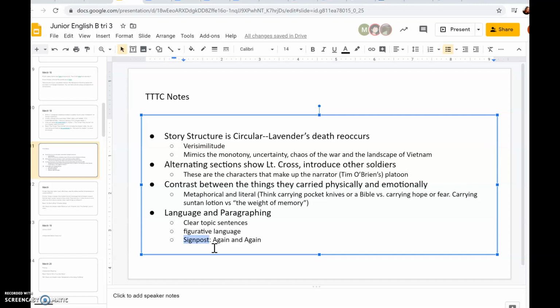But one that you will see in this chapter is again and again. It's the title of the signpost. So when you see things repeated, pay attention to that. That's intentional. Why is the author repeating that? What do they want you to pay attention to? So think about that.